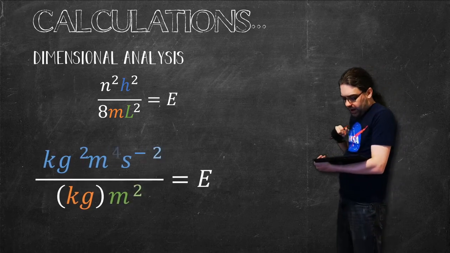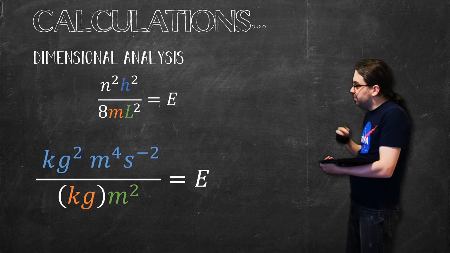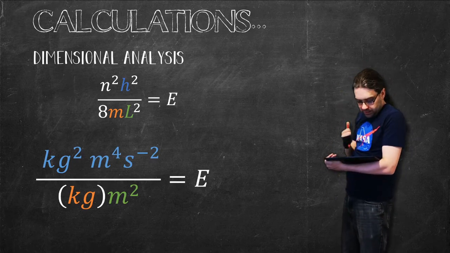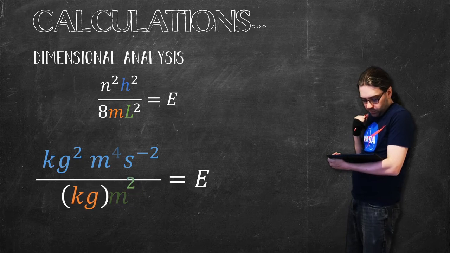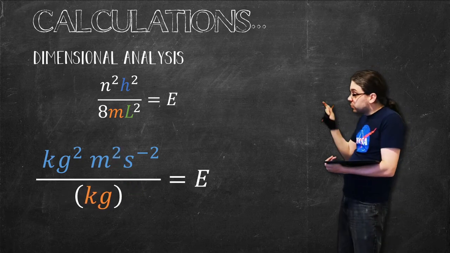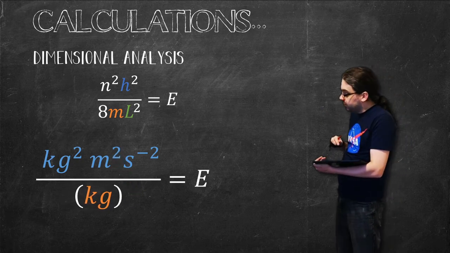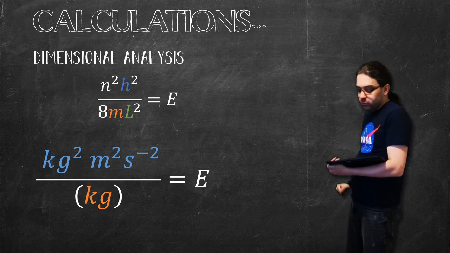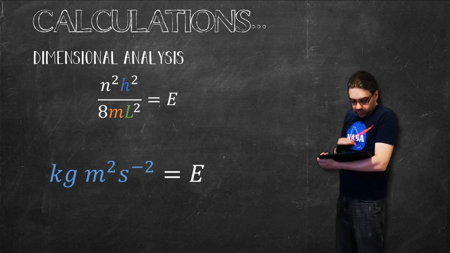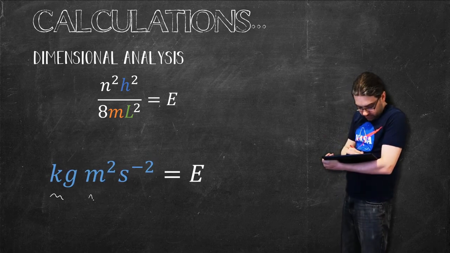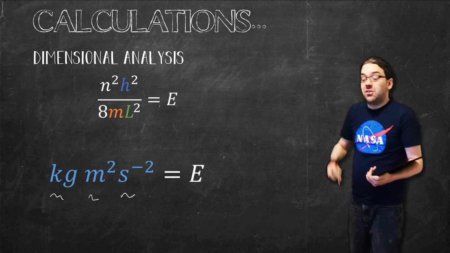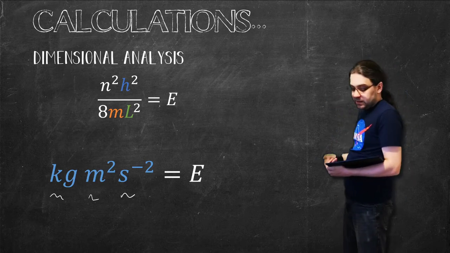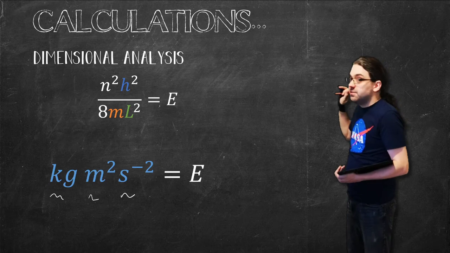Let's do those squaring things. So we've got kilogram squared meters to the 4, seconds to the power of -2 again, and meters squared underneath. We can get rid of 2 meters there by dividing through by the meters squared. And we've now got kilograms squared on the top and kilograms on the bottom. We can get rid of it. There we go. Our energy is in kilogram meters squared per second squared. That is joules. That is a unit of energy. Fantastic. This works. This is a value of energy.